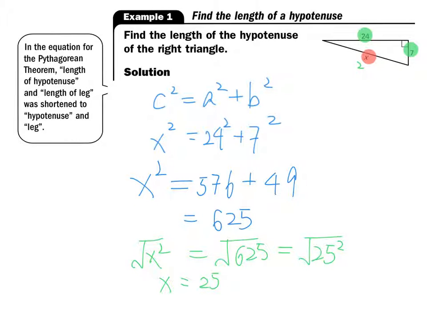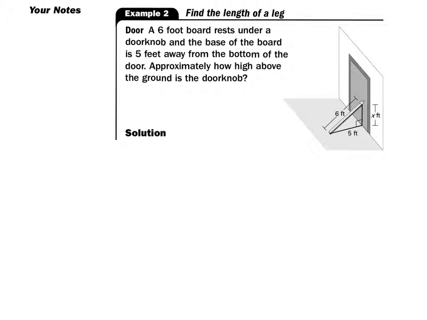So if you plug it in here, you notice it makes sense. 25 being the hypotenuse is the longest side. Okay? Next example.